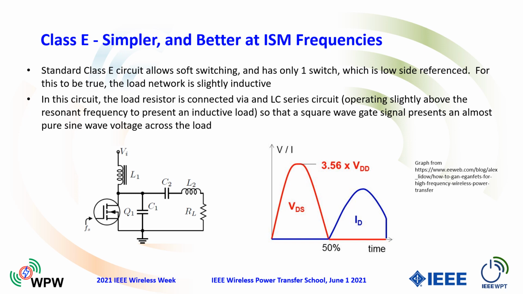This is an advantageous circuit because it now only has one transistor. The previous circuits had two transistors. This only has one. That's good for high frequency operation, particularly because it's a low side device. You don't have to worry now about very high frequency driving of high side devices.